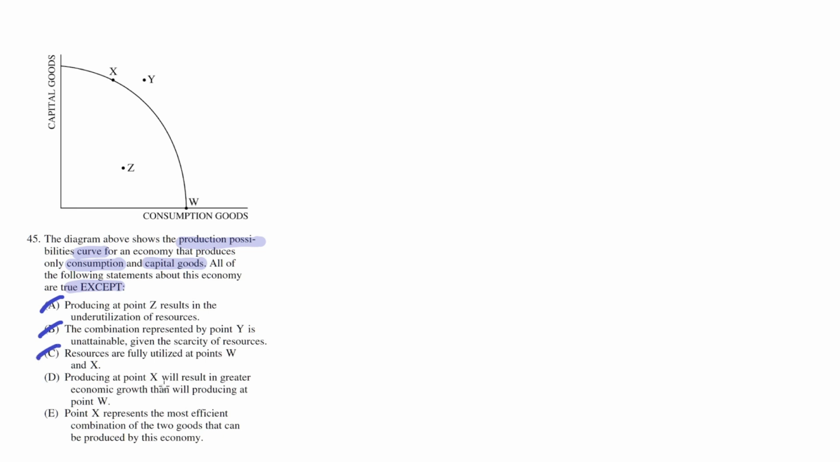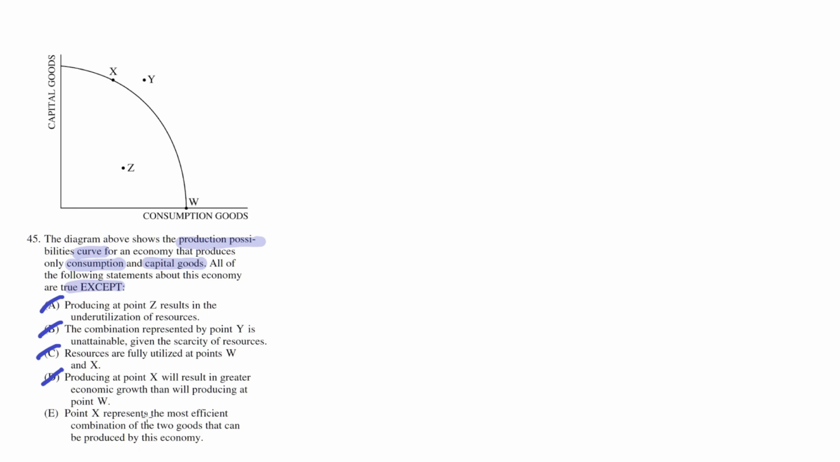D. Producing at point X will result in greater economic growth than will producing at point W. This is true because producing at point X means that more capital goods are produced than if you were to produce at point W. And because capital goods lead to greater long-run growth, producing at point X means that there will be more economic growth than producing at point W. So because this is true, we can also eliminate D.